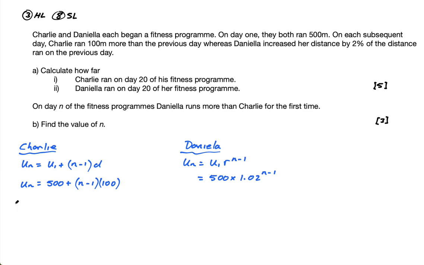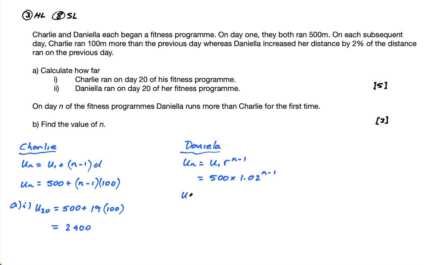So part A, part I, is going to be U of 20. So U of 20 is equal to, and I'd literally put in, 500 plus 20 minus 1, which is 19, times 100. Guys, I can do this in my head. I was going to take out my calculator, I don't even need it. So it's 1900 plus 500, which is 2400. Easy.